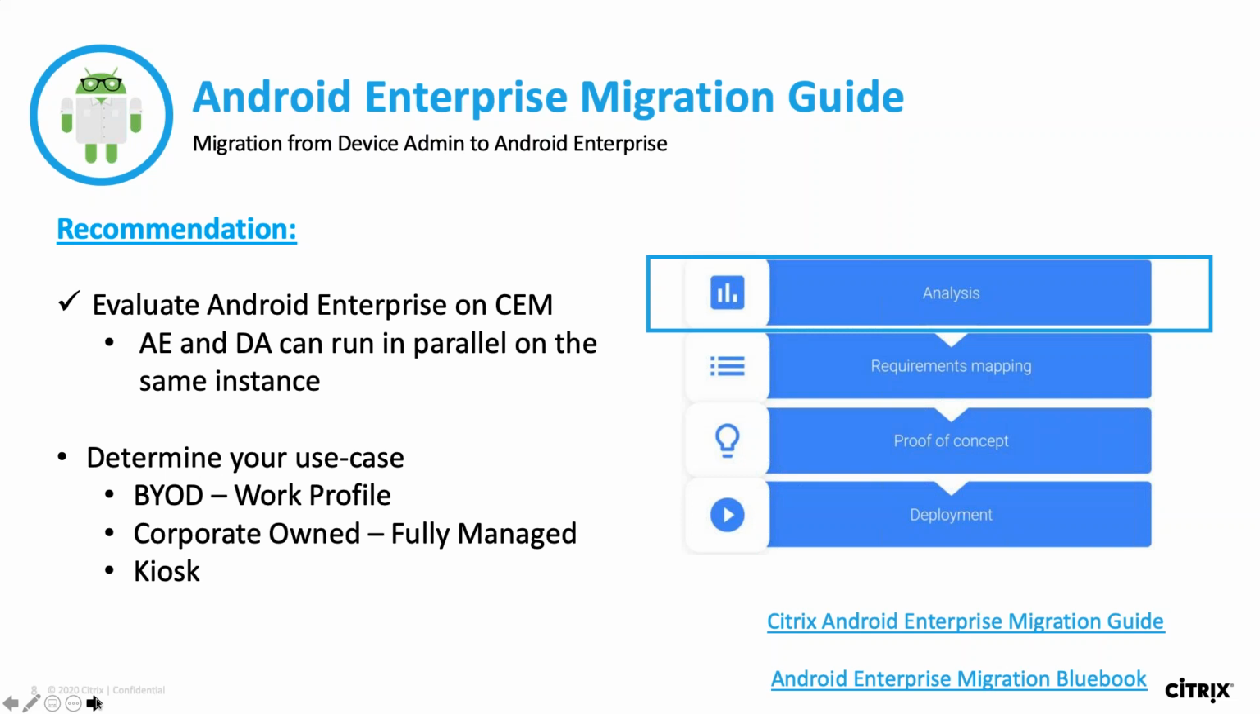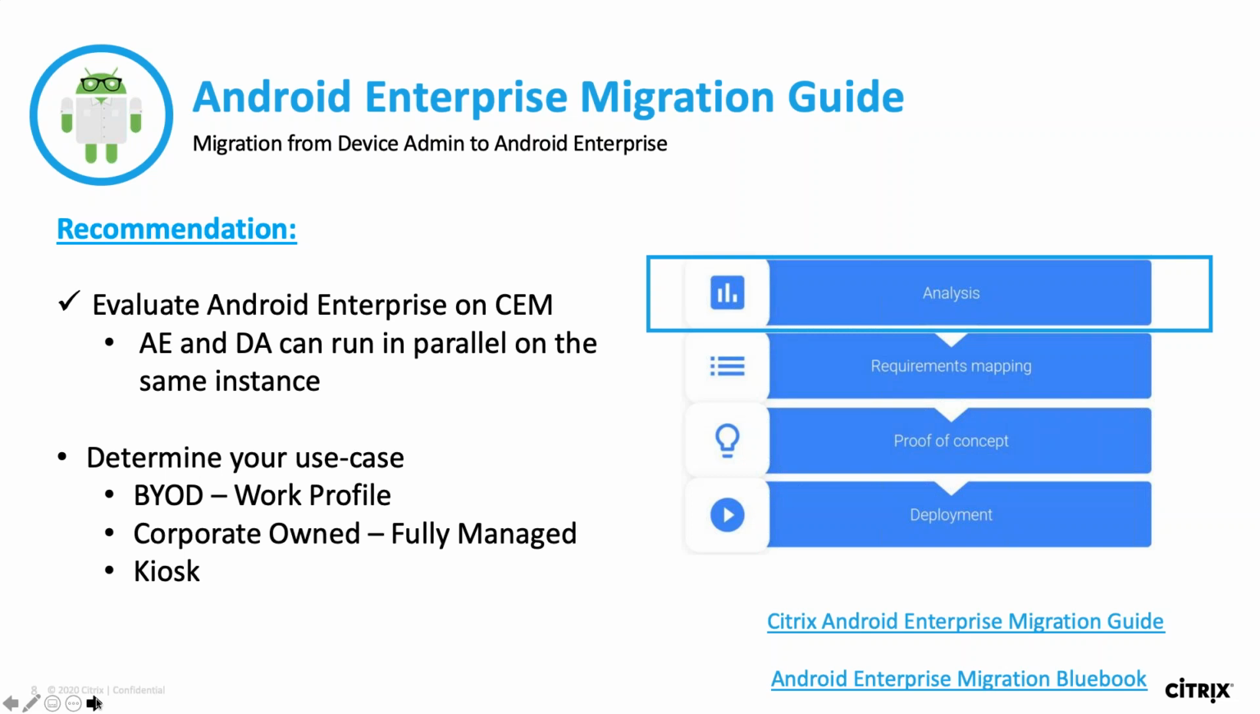So now you guys have moved from the first step. You've evaluated it. You've set up Android Enterprise. Now you're going to determine what your use case is, right? Are you a BYOD workshop where your users bring in their devices? Work profile makes sense for you. Are you corporate owned, where you are providing devices and want more control over them? Fully managed mode makes sense there. Or you have dedicated devices, which is kiosks. Then kiosk mode makes sense there, right?